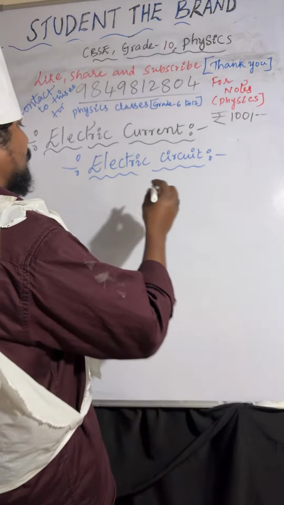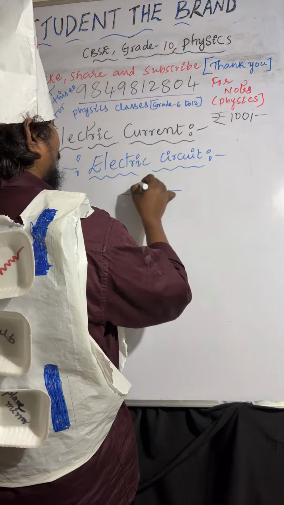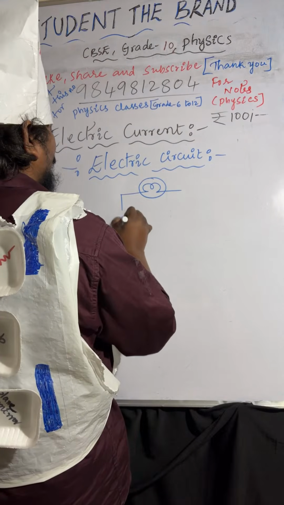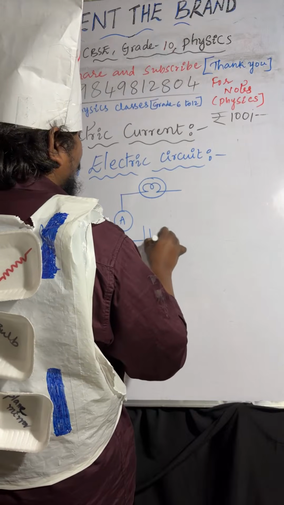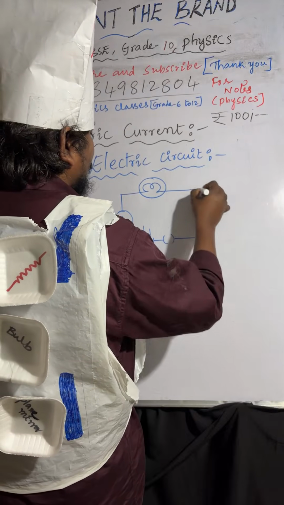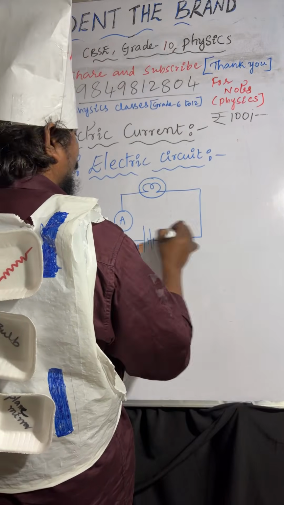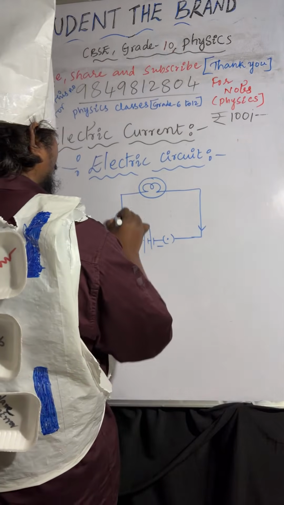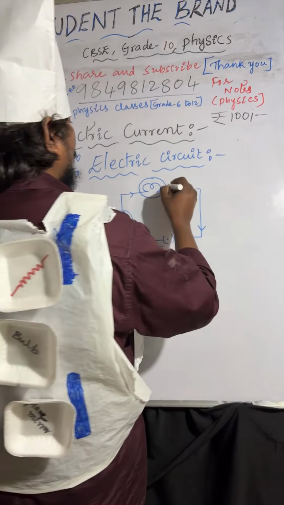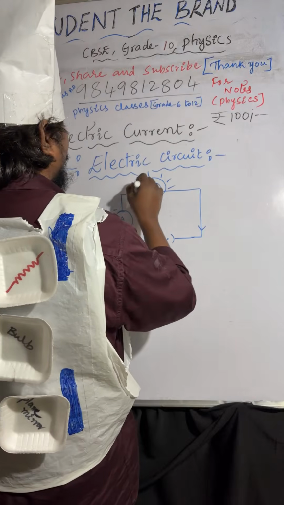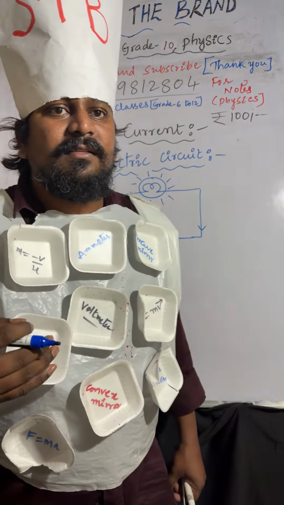Here I am considering this is a bulb. So ammeter, and next one battery, and switch. Positive terminal, negative terminal, current is flowing like this. So the bulb is glowing. Current is passing.